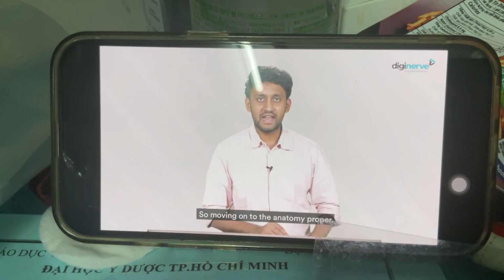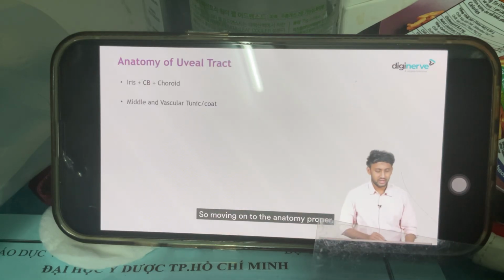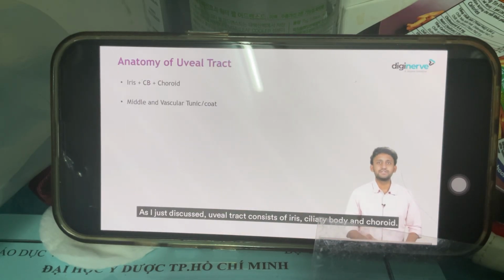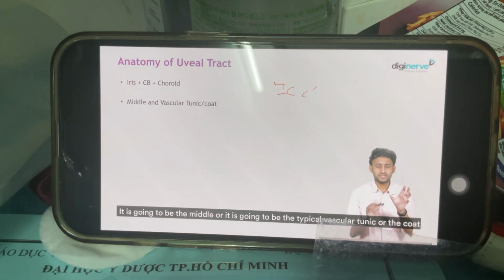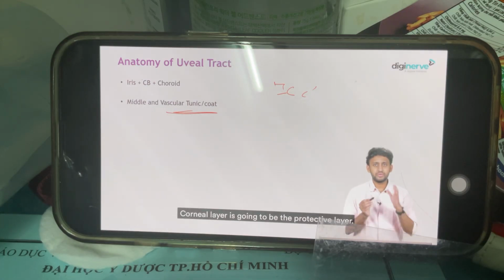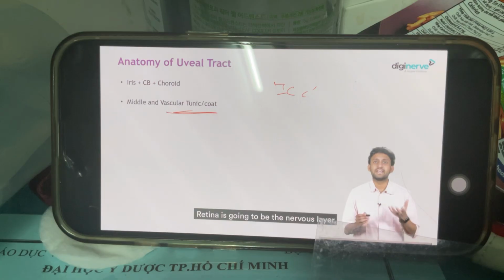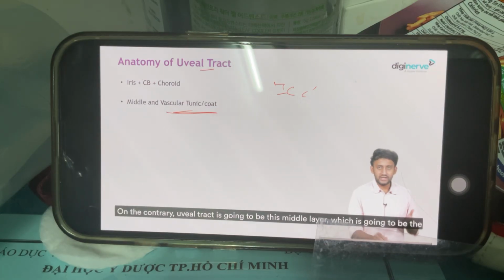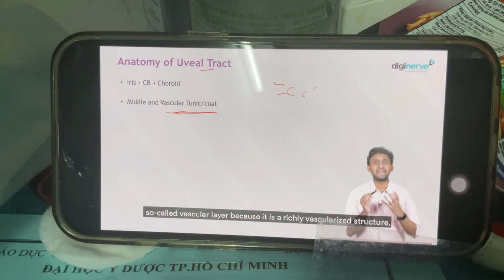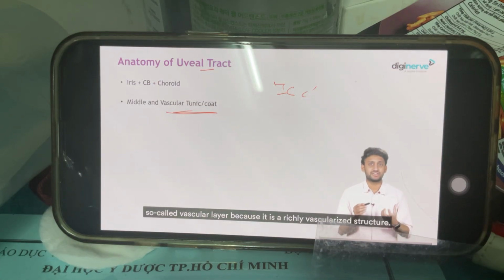So moving on to the anatomy proper. As I just discussed, the uveal tract consists of iris, ciliary body and choroid. It is the middle, the typical vascular tunic or coat of the eyeball. The cornea layer is the protective layer. Retina is the nervous layer. On the contrary, the uveal tract is this middle layer, the so-called vascular layer, because it is a richly vascularized structure.